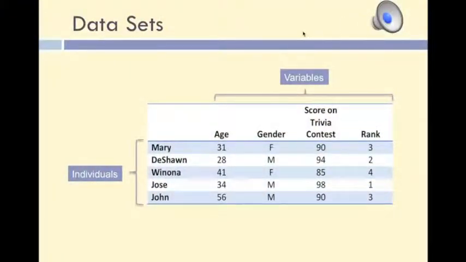Most datasets list individuals on rows and variables in columns. These can be reversed, but this is the most common format. Let's pretend that we collected some information about a group of participants in a trivia contest. We can see the name of each individual listed in a separate row, and the variables, or the information that we collected about them, in separate columns. So for each participant, we recorded the age, gender, the actual score on the contest, and the rank earned based on the score.